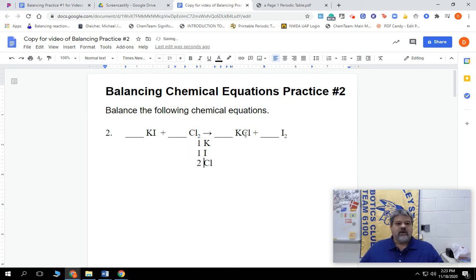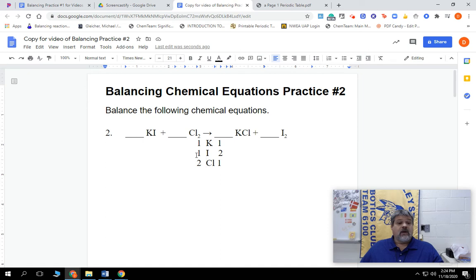So on this side, we're going to do just the same thing. We have 1 potassium, we have only 1 chlorine, but we have 2 iodine. So you can see what we have, and that makes it fairly easy for us to follow. So which one are we going to do first? Well, we can't start off with potassium because that one's already balanced. So we can start off with iodine.